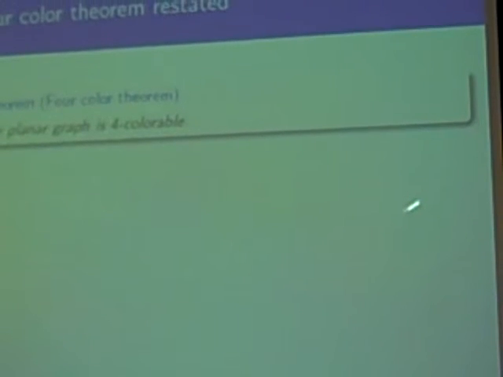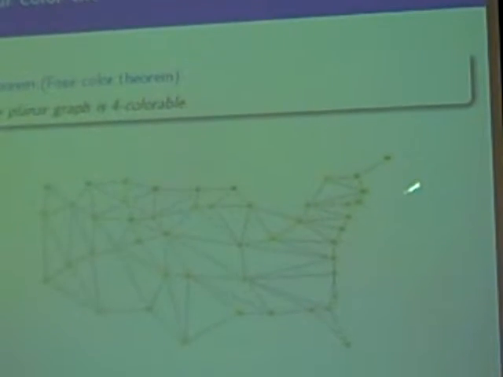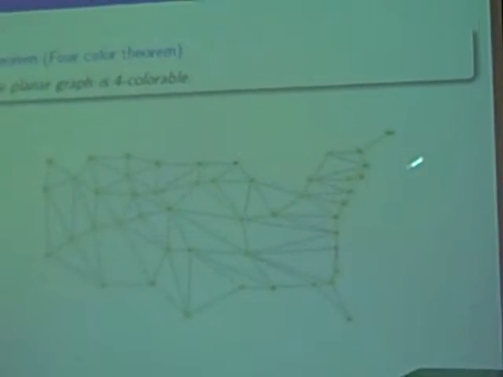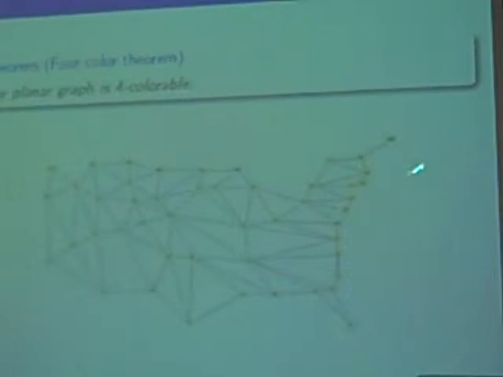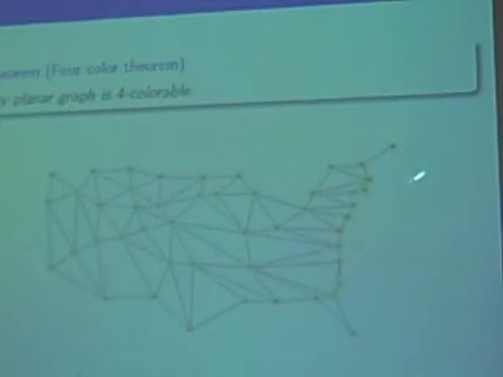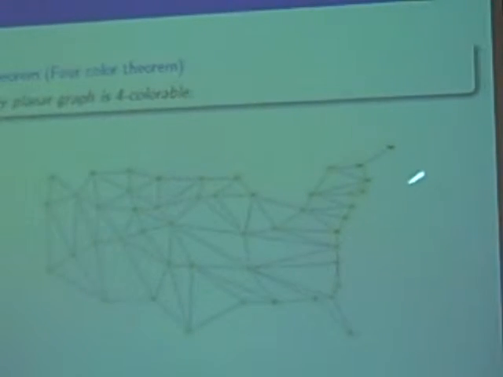So if we translate that map we looked at of the 50 United States into a graph, we would get something like this. If we translated those four-colored regions, the states, into colors assigned to these vertices, we would have a four coloring of the graph. And in fact, three colors are not enough in all cases.